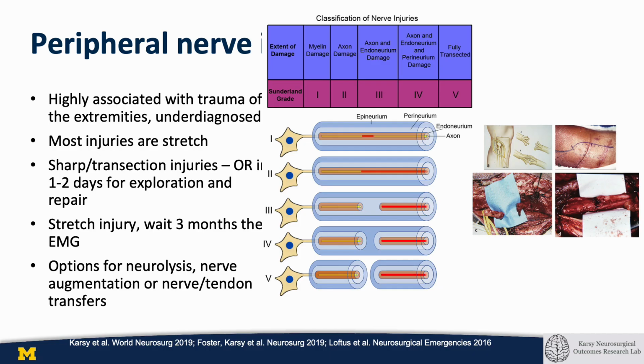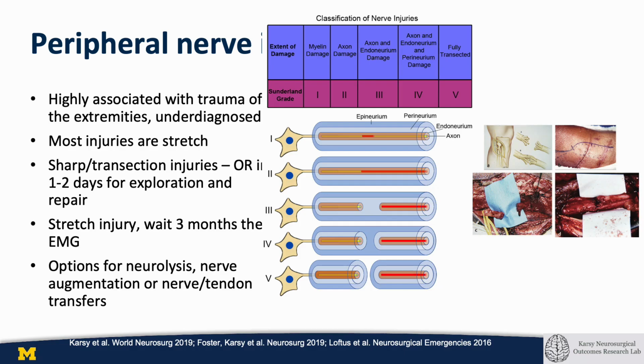Peripheral nerve injury is a neurosurgical emergency as well. Oftentimes these can be underdiagnosed, both in the upper and lower extremity. For patients who have a sharp transection, sort of a knife or penetrating injury that causes a deficit, early exploration is important to help with improved long-term outcome. With most injuries, however, they are stretch injuries, and we typically wait to give the nerve time to heal, about 3 months, and then test with EMGs.